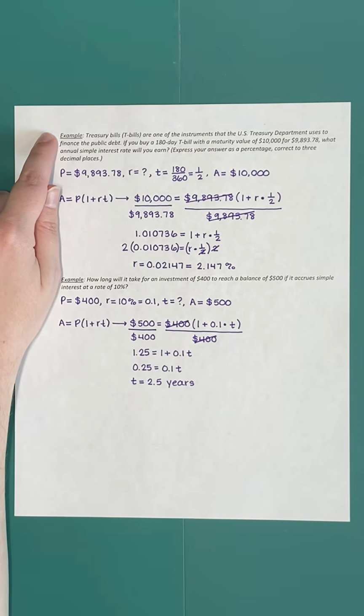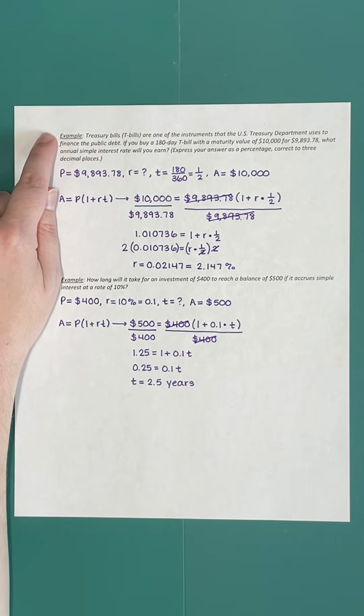So Treasury bills, also known as T-bills, are one of the instruments that the U.S. Treasury Department uses to finance the public debt. If you buy a 180-day T-bill with a maturity value of $10,000 for $9,893.78, what we want to know is, what is the annual simple interest rate that you are earning? And we want to write it as a percentage, correct to 3 decimal places.